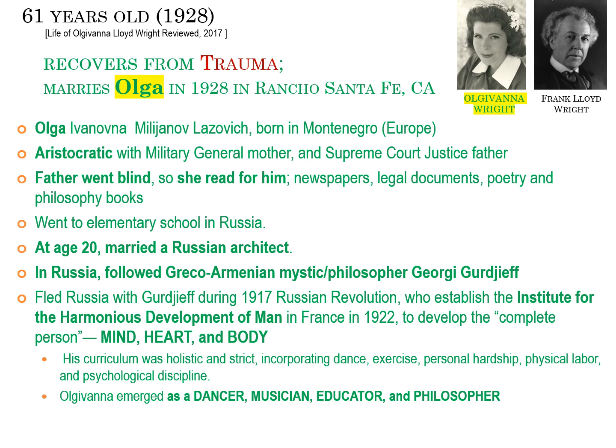So she's got a long history; I'm going to read all this here. She's from an aristocratic family. Her mother was a general. Her father was a chief justice of the country in Europe, and her father went blind, and she was his eyes, so she was reading for him. Then at age 20, she marries a Russian architect. And then she's also introduced to this Greco-Armenian mystic and philosopher, and so she follows his ways.